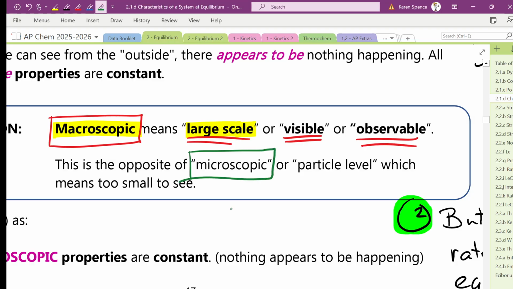Now, when we say microscopic, we are not literally saying that if you took a microscope, you'd be able to see the particles. That's ridiculous. You'd need to do like X-ray things that I don't understand. Particle level is a better word for it, but usually people just say microscopic, which means too small to see.